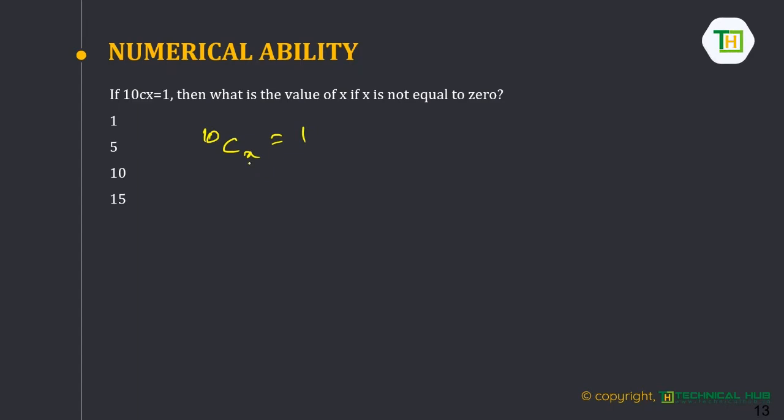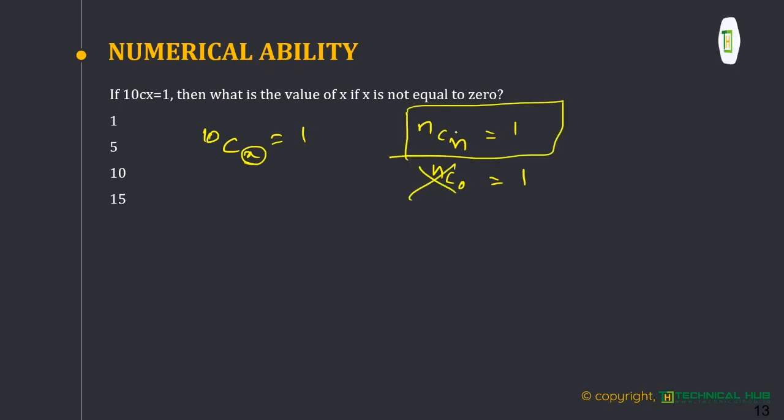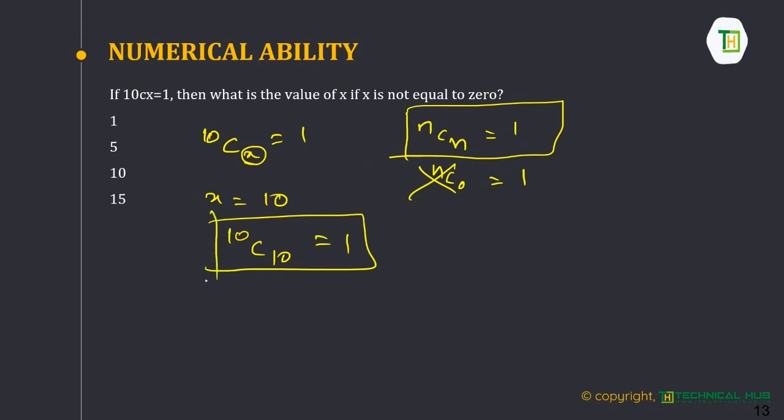Guys, here nCn is equal to 1, nC0 is equal to 1. Here he's saying that x is not equal to 0. So automatically the only possible case is nCn is equal to 1. These are the two important conditions. So x is equal to 10. If x is equal to 10, this value becomes 10C10. 10C10 is equal to 1. That is the answer: 10.